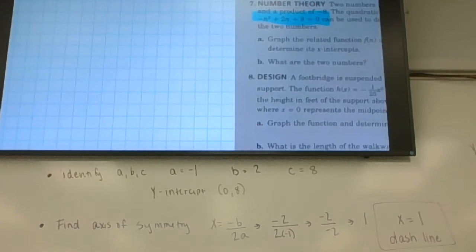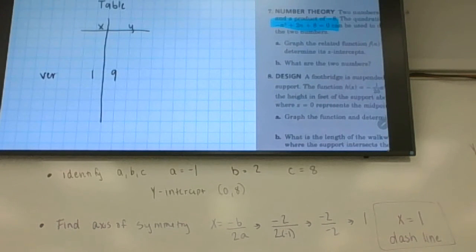Let's make a table. Patrick, how are we going to make a table for this? It's like the drop. So in the middle goes the vertex, which we've already calculated. So we got 0, -1, 2, 3.